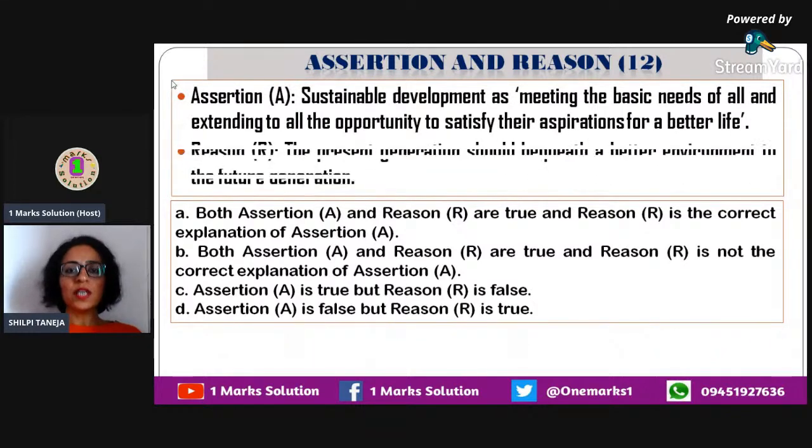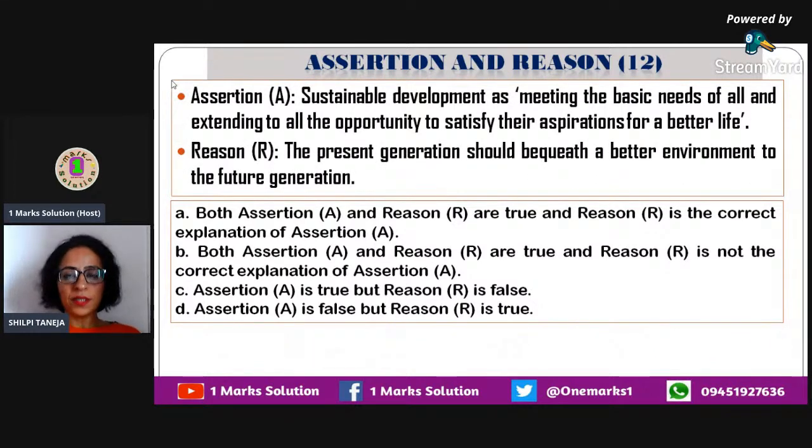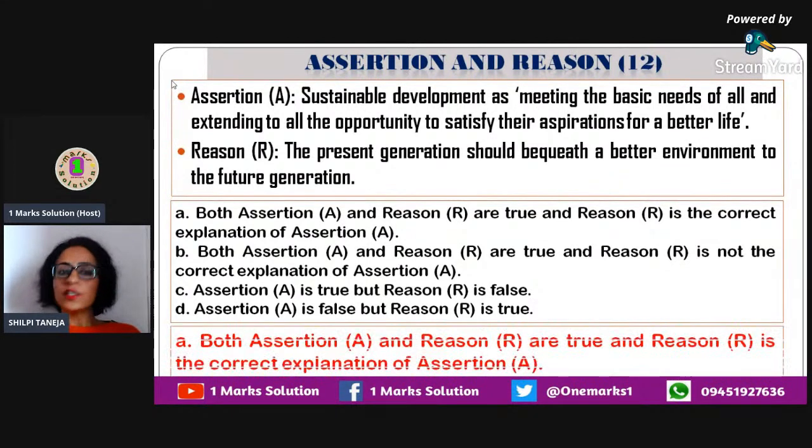Next question, sustainable development as meeting the basic needs of all and extending to all the opportunity to satisfy their aspiration for a better life. What is sustainable development? Meeting the basic needs of all, right? And also extending the opportunity to satisfy their aspiration for a better life. All are having the aspirations to have a better, hygienic, clean environment so that we can have a better life.